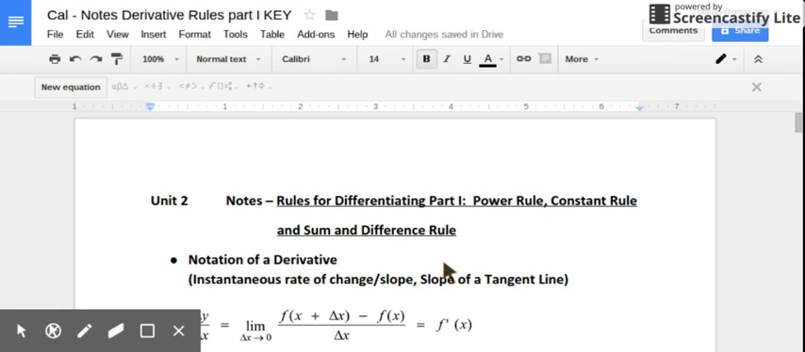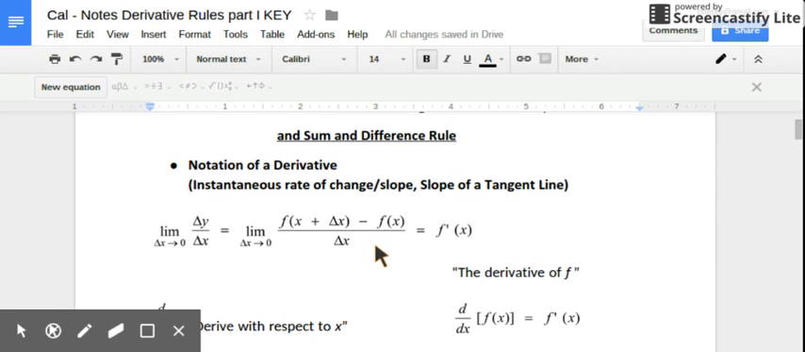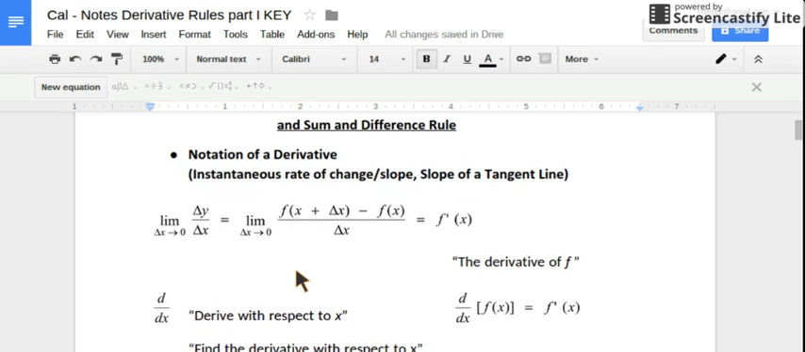In this video, I'm going to be introducing some basic derivative rules. They're called the power rule, the constant rule, and the sum and difference rule. First, before we do that, let's make sure we understand some notation when we find derivatives, so we can understand the questions when they ask us to do that.